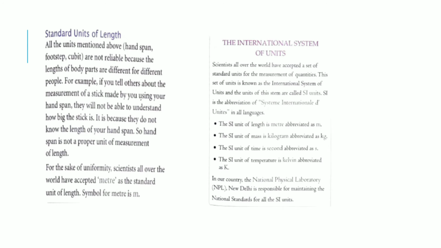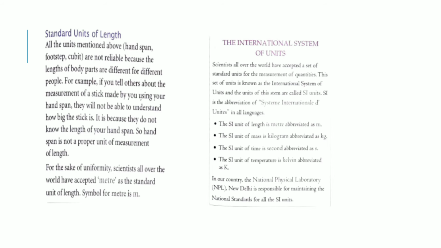Next are the standard units of length. All the units I already told you, handspan, footstep, cubit, are not reliable units because the lengths of body parts are different for different people. For example, if you tell your friends to measure the stick made by using your handspan, they will not be able to understand how big the stick is. It is because they do not know the length of your handspan. So handspan is not a proper unit of measurement of length.